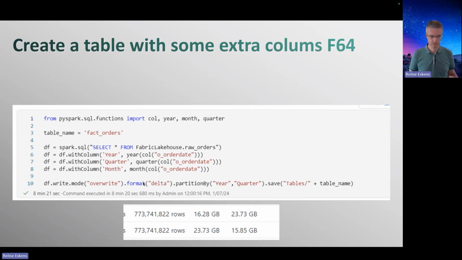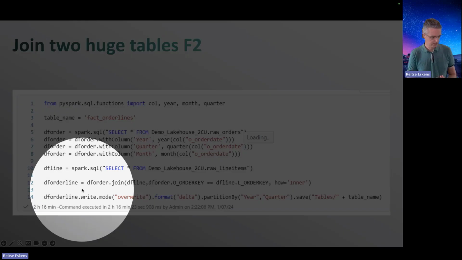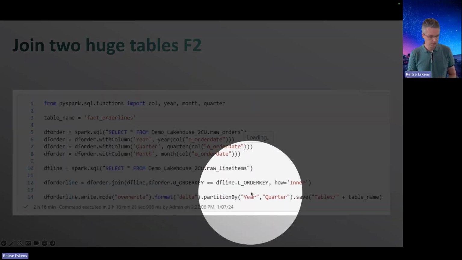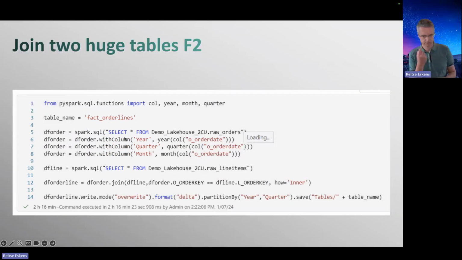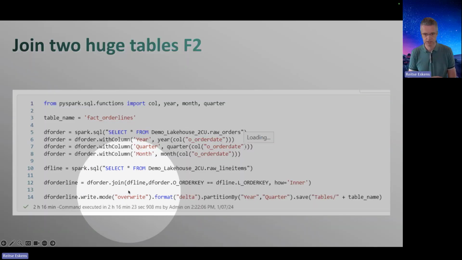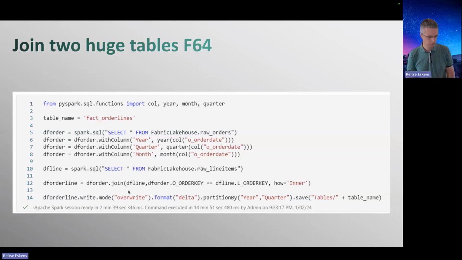Not exactly what I was hoping for, to be honest. But then again, it's reading, stuff can be happening. So let's join my 2 biggest tables. I'm creating a fact order lines. Again, it's not a fact, but let's pretend it is. And join, what you can see here, my order lines on my order keys. And see what happens. Let's see how much time it takes. On the F2, it took 2 hours and 16 seconds. The F64 took 14.